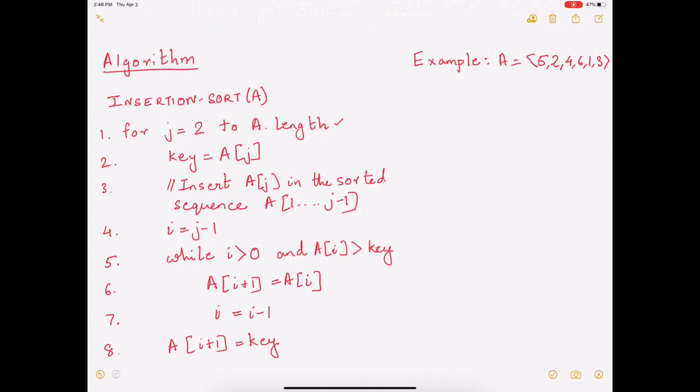Now, we're going to take the A j value and store it in key. So if say j is 3 in a particular iteration of the for loop, key will be a3. Okay, that is what we are going to store in the key.